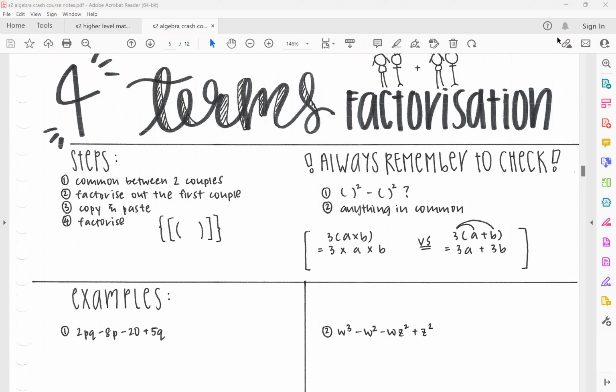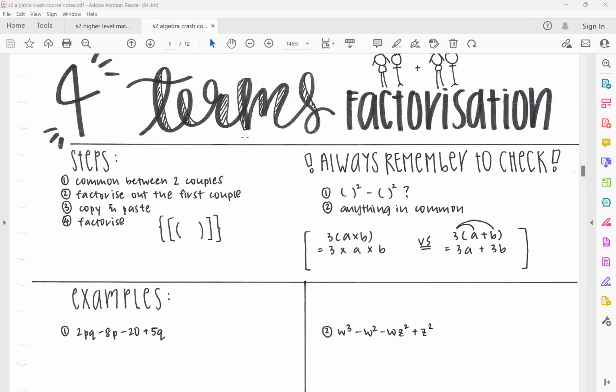Okay, so with 4-term factorization, you'll need a lot of colors. If you don't have the same color as me, let's say I'm using red and you don't have red, then you can find something similar. You can replace it with pink or purple. Up to you guys. All right? Clear? If I'm using green and you don't have green, then you can use blue or something similar. You just need to take note that Miss Lynn's red is your purple, or Miss Lynn's green is your blue, something like that. All right, but you must follow the whole color coding.